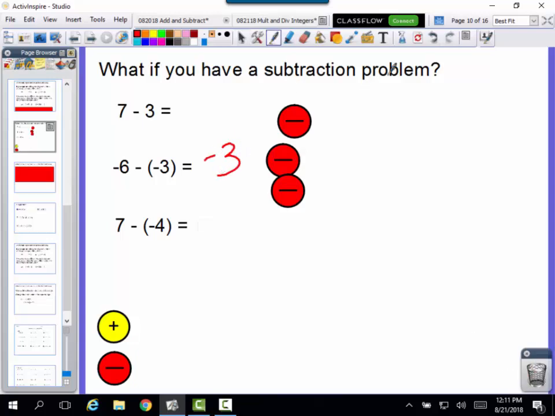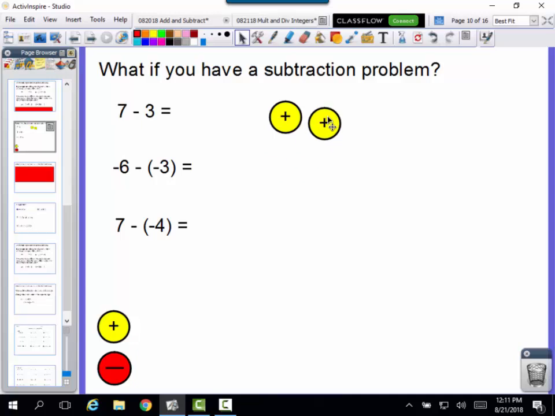Now, what if I have 7 take away negative 4? Well, that means I've got 7 positives. Pull these out real fast. It's 4, 5, 6, 7. It says I need to take away 4 negatives, but I don't have 4 negatives to take away. Well, there is one number that I can add into a problem that never changes its value that might provide me with some negatives, and that's a 0 pair.